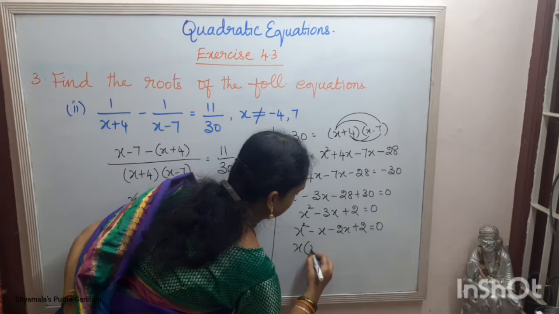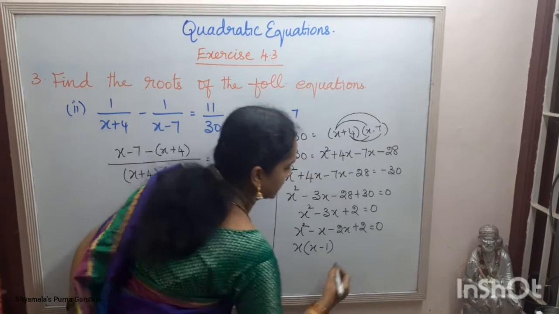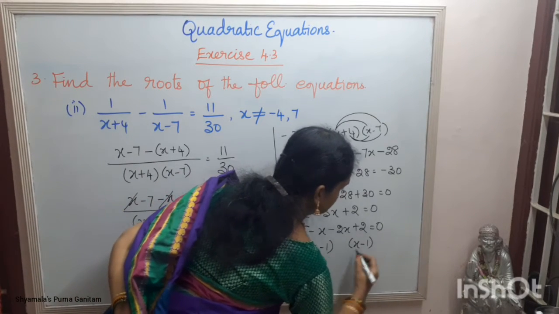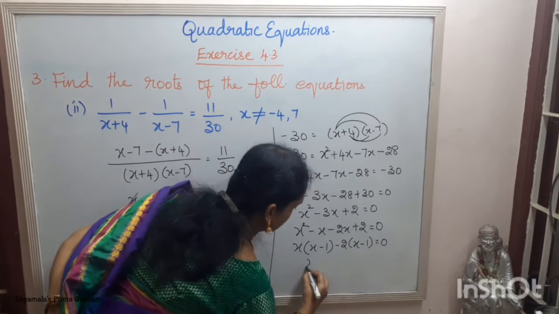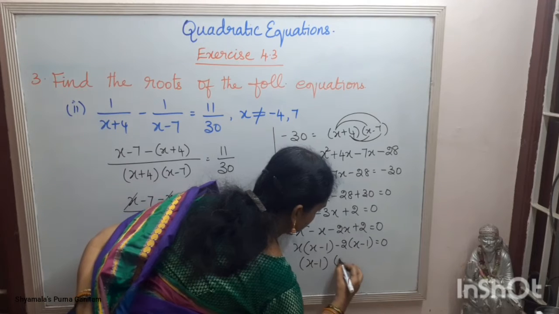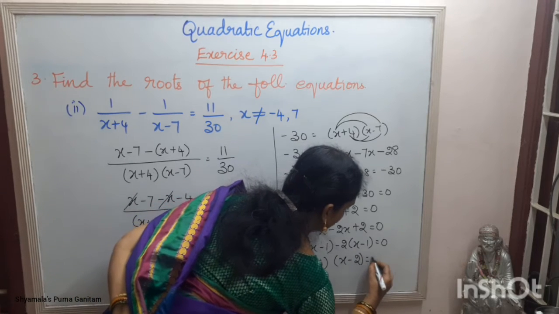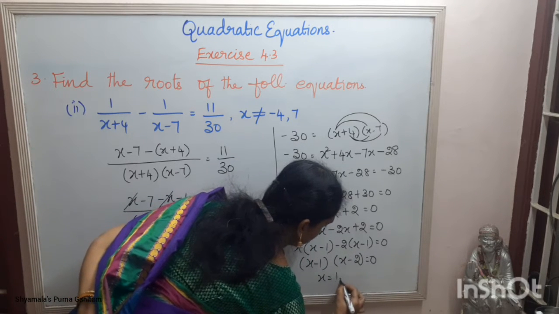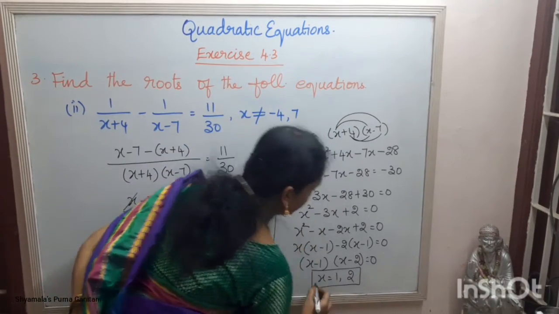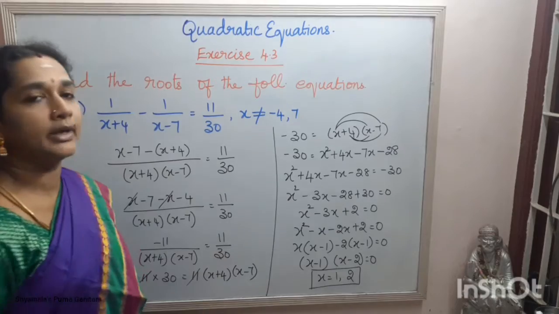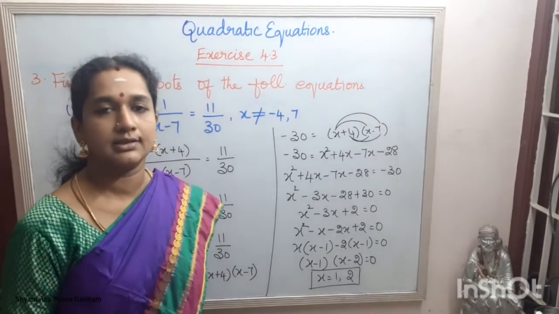Now x I am taking out common. So I will get x minus 1. So if I get x minus 1, outside I have to take minus 2. So my two factors are x minus 1 and x minus 2. So x is equal to 1 and x is equal to 2. So these are the two roots for the given quadratic equation.